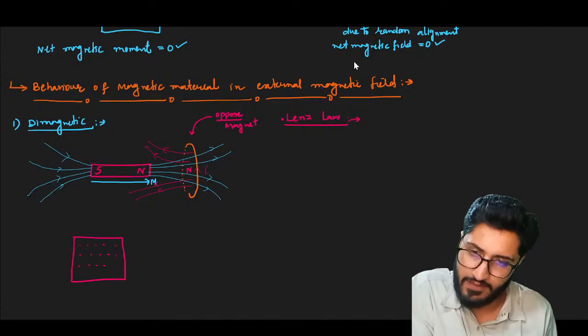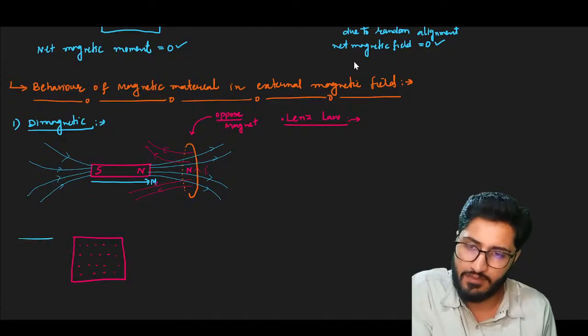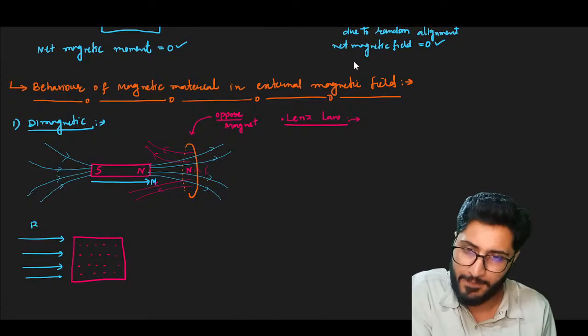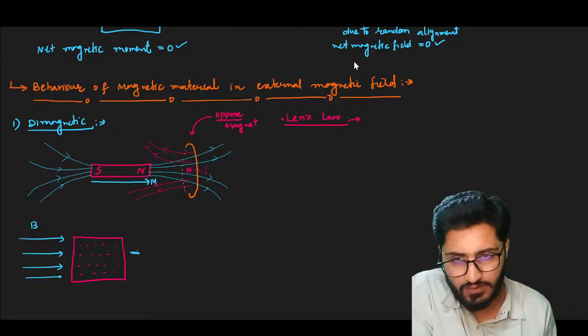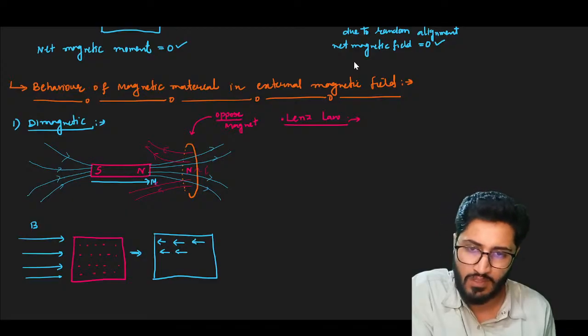This is my magnet with individual magnetic moment is 0. Now we are placing it in an external magnetic field B. What will happen now? This will get changed and it will oppose the magnetic field. So its magnetic moment will look like this now. Opposite means it will oppose, right?